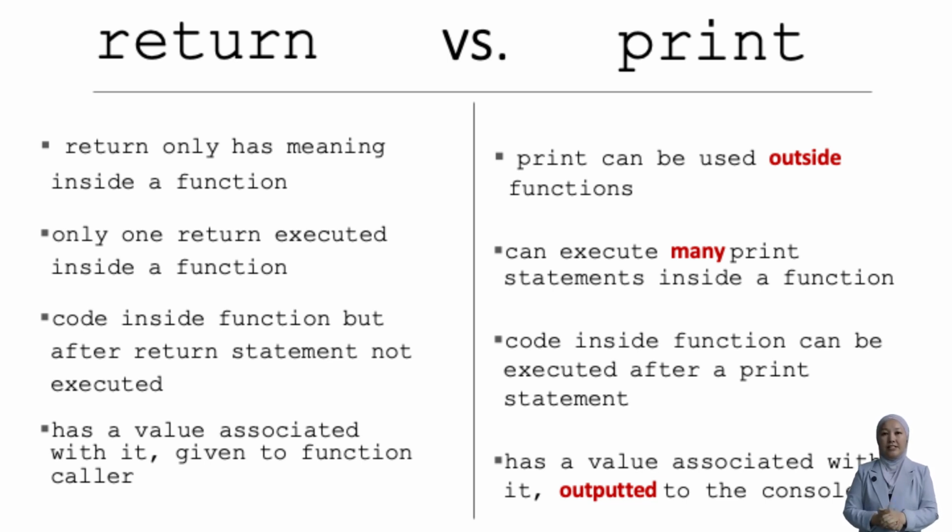Print, on the other hand, is a side effect. It can be used anywhere. It sends text to the console. You can have many print statements in a function. Code after a print continues to run. Print does not make a value available to the calling code. It just displays it. A function that only prints is often useless for computation because its result can't be captured and used later. A good function typically returns a value. You can then choose to print that returned value if you wish. Remember: return for data, print for display.